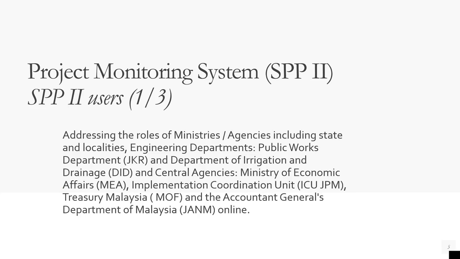SPP2 users, addressing the role of ministry, agency including state and localities, Department of Engineering, Department of Public Work, Department of Jabatan Kerja Raya, and Department of Irrigation and Drainage (DID), and the Central Agency, Ministry of Economic Affairs (ISU) MEA, Implementation Coordination Unit (ICU-JPM), Treasury Malaysia (MOF) and the Department of Malaysia (JANM) Accountant General Online.